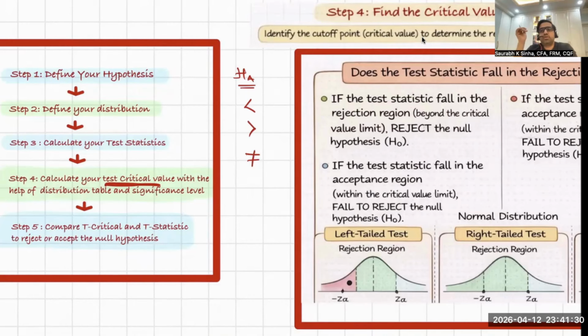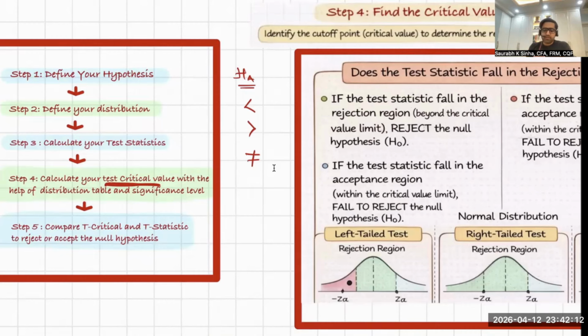Step two was to define, or actually choose, your distribution. The distribution could be normal distribution, t distribution, chi-square distribution, or f distribution. It could be any distribution, right? So you choose your distribution depending upon whether it is a mean test, a variance test, or a comparison between two different entities. We discussed that. If it is a mean test, then you choose whether it is going to be a normal distribution or t distribution, whether the population variance is known or unknown, or the sample size is greater than 30 or less than 30.